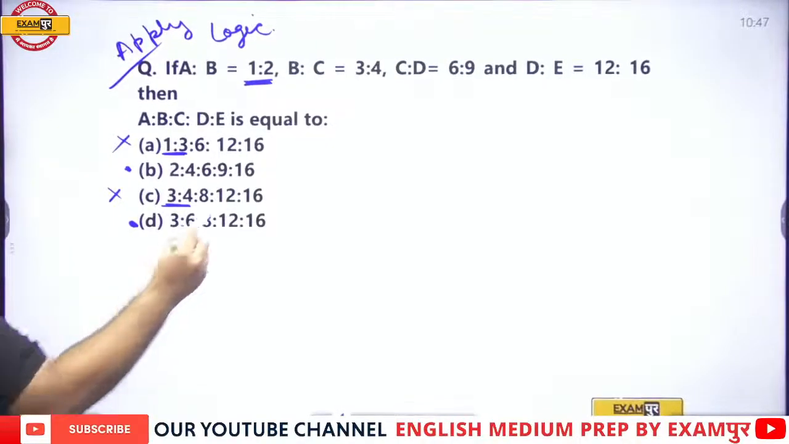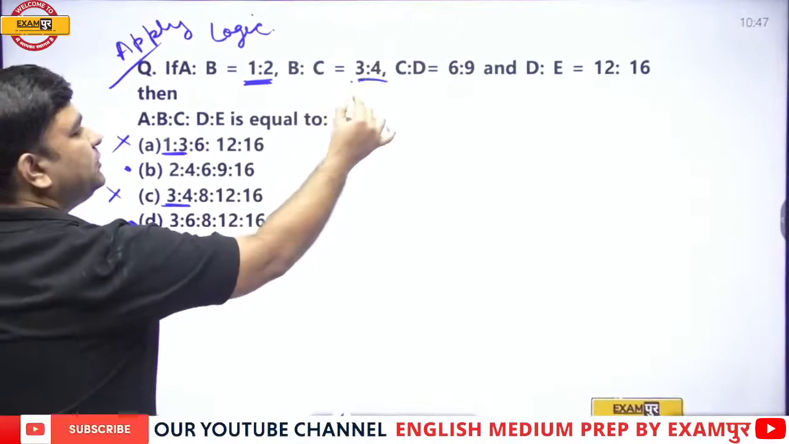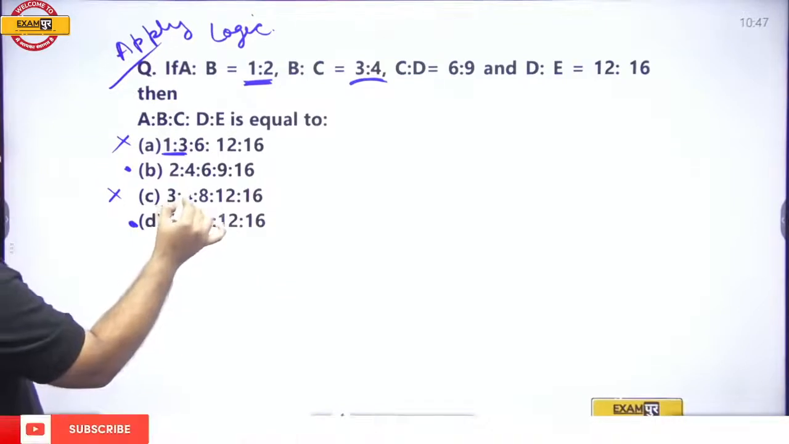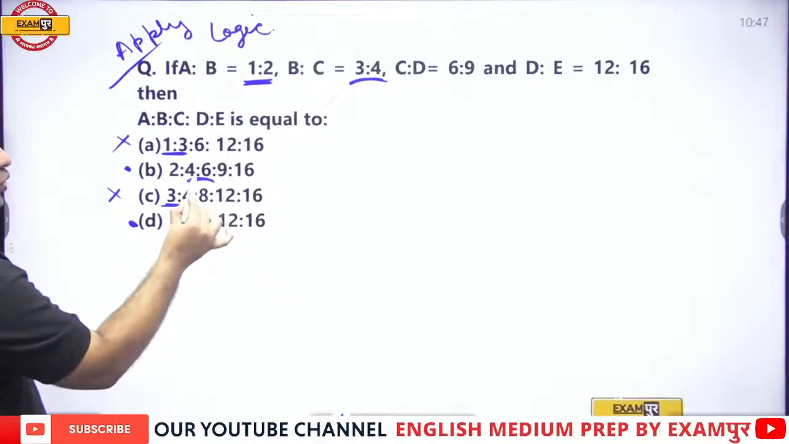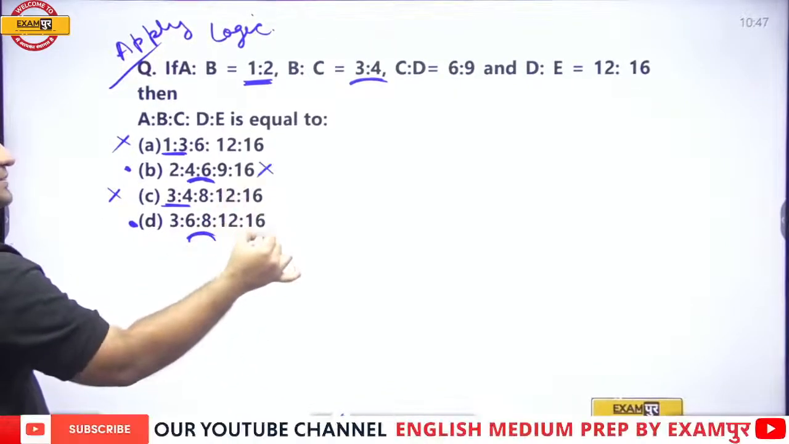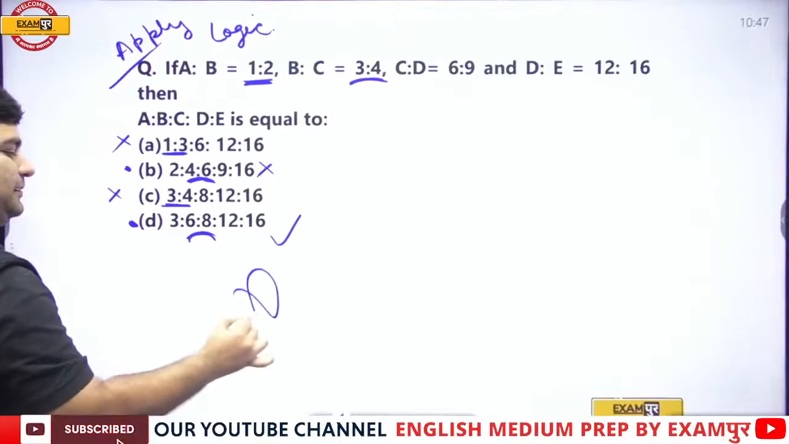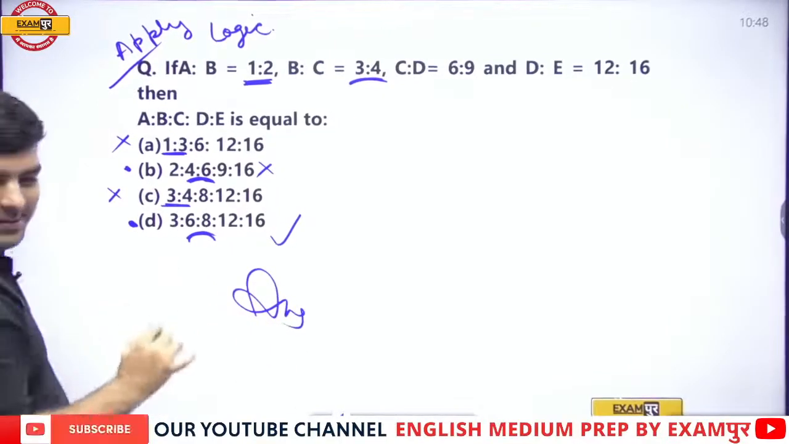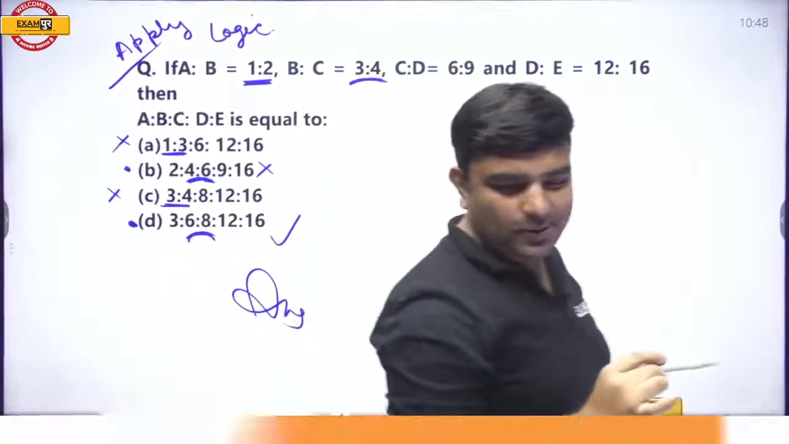Go for B ratio C, 3:4. Is 3:4 maintained over here? No, it's 2:3. Is 3:4 maintained over here? Yes. Answer. Look at the things, guys.